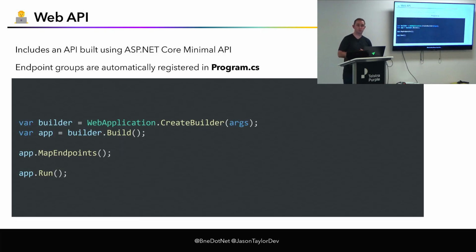So the endpoint groups are automatically registered. You don't have to register them one at a time. I've just created an extension method on WebApplication. You just say MapEndpoints. It will look for all the EndpointGroupBases and just call Map for you. So essentially it wires it up. And that's been working really well for me. I've got an example of another endpoint group later on, and I'll show you why I think it's working well.